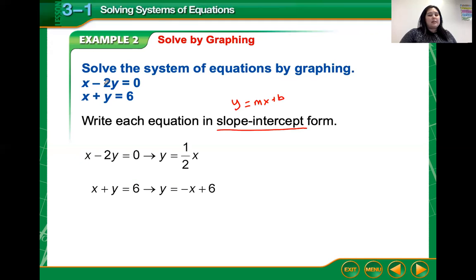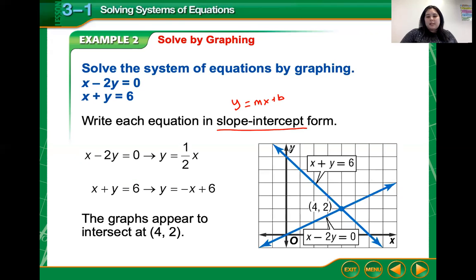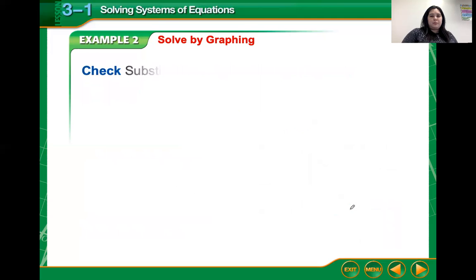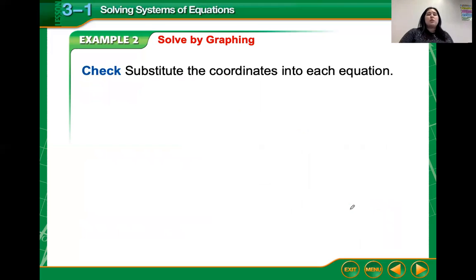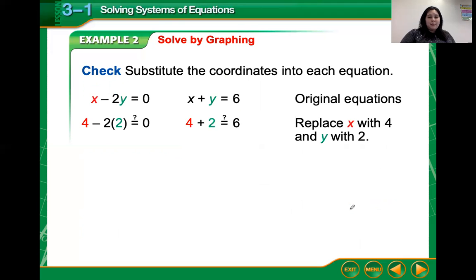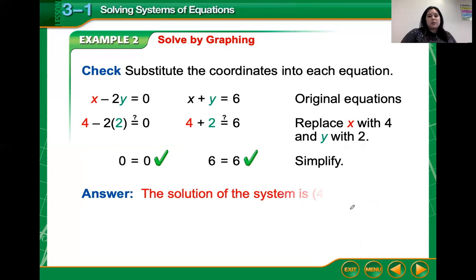We get 1/2 x and negative x plus 6. Then we graph, and we can see they intersect right here at 4, 2. Of course, we should always check our solutions by plugging in our answer and making sure that we get a true statement. And we do get 2 true statements, which is good. So our solution is 4, 2.